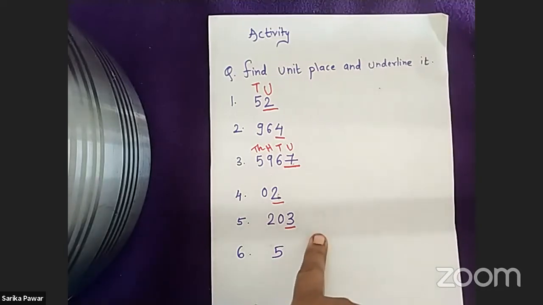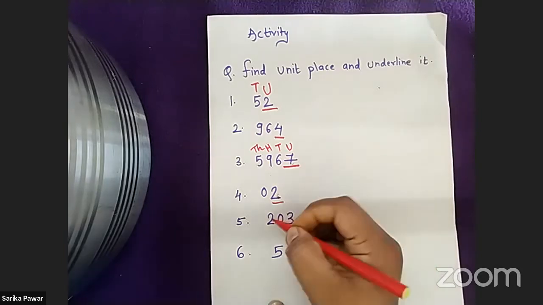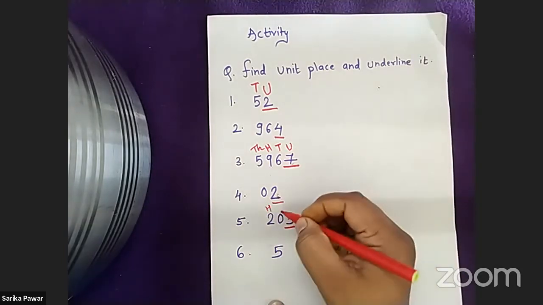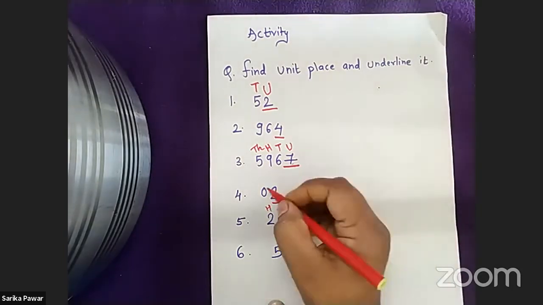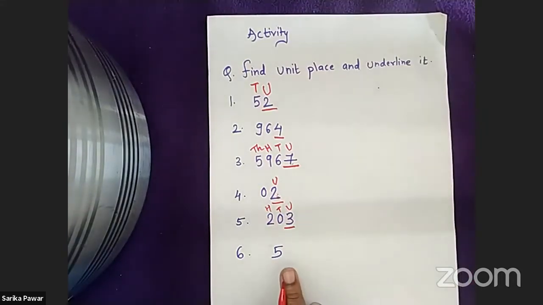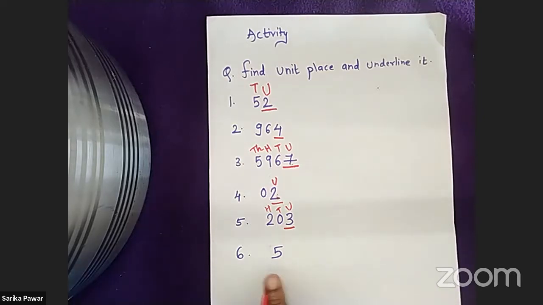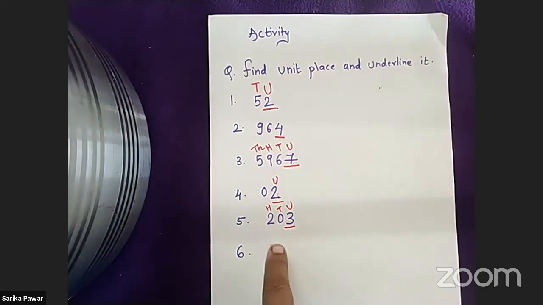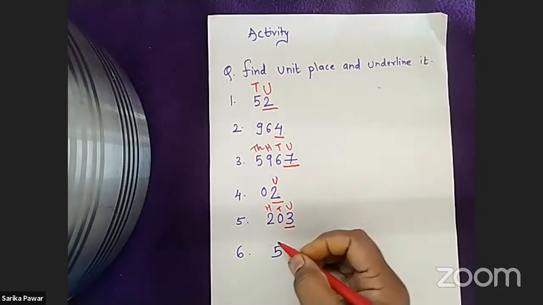203. 203. Very good. Here is a tens and it's a unit place. Here also unit place. Now, tell me this number. Ankita. 5. Okay, very good. And which place it is? 5 number. Unit place we can say, right?